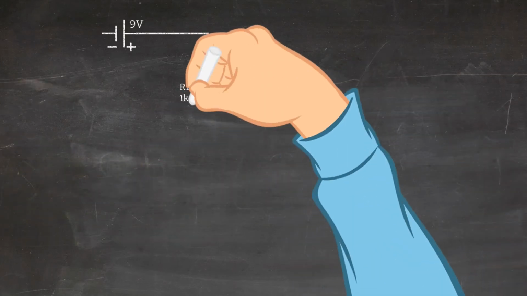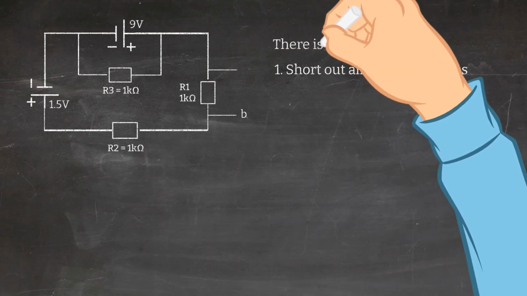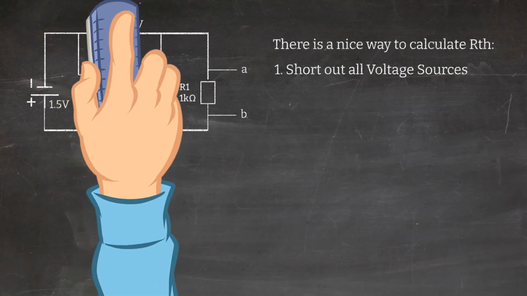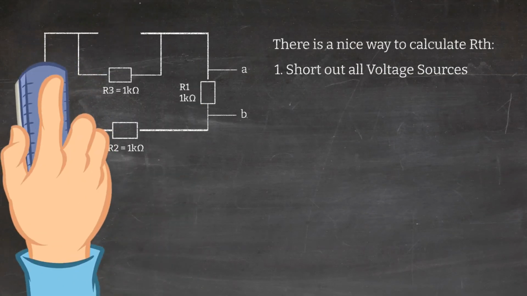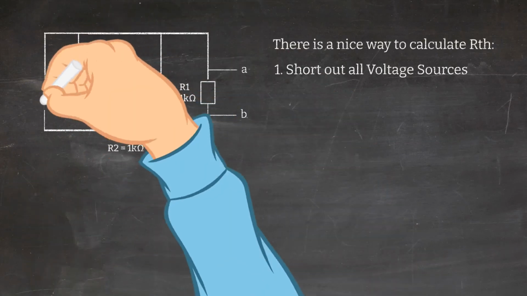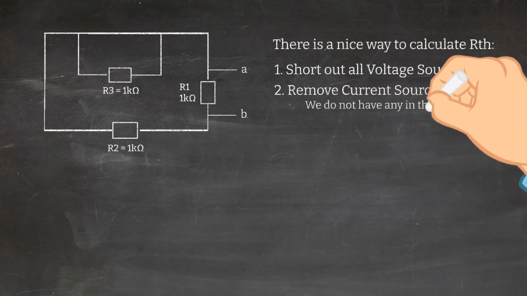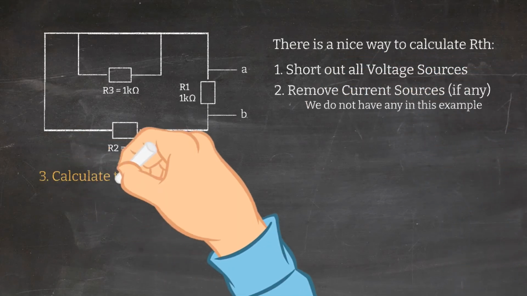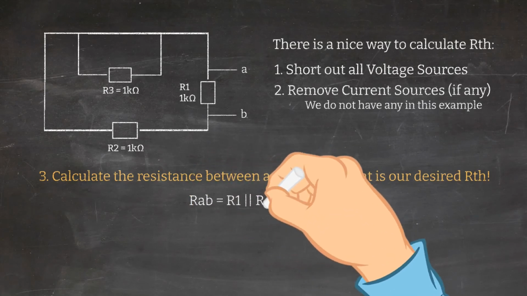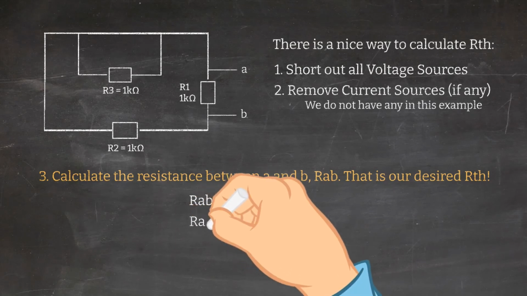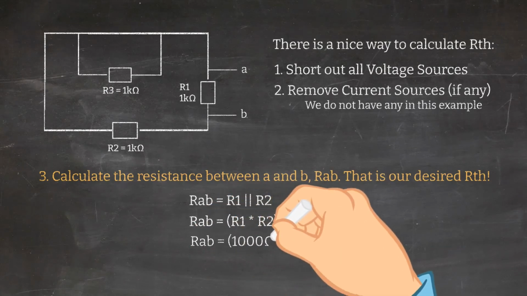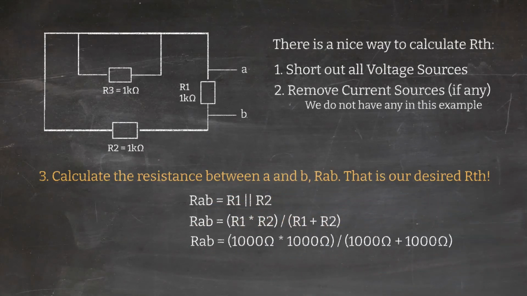And for this, there is a really nice way to do that. First, we short out all voltage sources. Sounds a little strange, but that's it. Let's erase the voltage sources and then just draw straight lines over them. The second thing is to remove the current sources, but we do not have any current sources. And so now we calculate the resistance between A and B, and if you look closely, it's simply R1 and R2 in parallel. R3 really doesn't matter because the current will never go through it. It will always go the upper way because there is a short. That's a little tricky here.